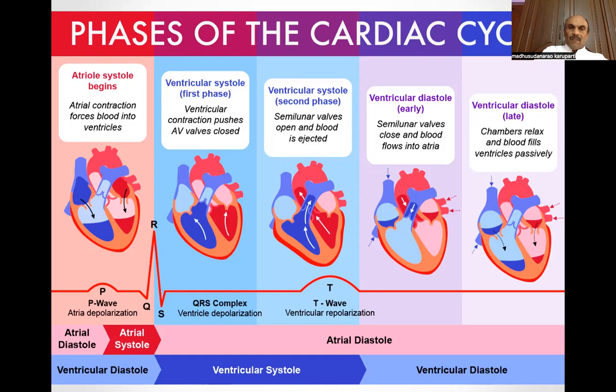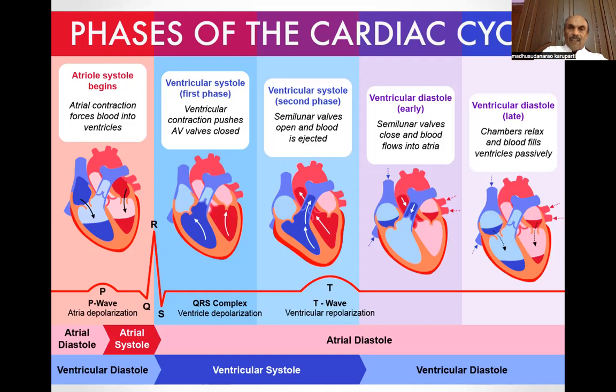During the first phase, the ventricular chamber contracts and the AV valves close. With the force, the AV valves are closed. This is the first phase of the ventricular systole. In this phase, the AV valves are closed, and the semilunar valves are yet to open. This is described in physiology as the isometric contraction phase. And this phase corresponds to the QRS complex of the ECG.